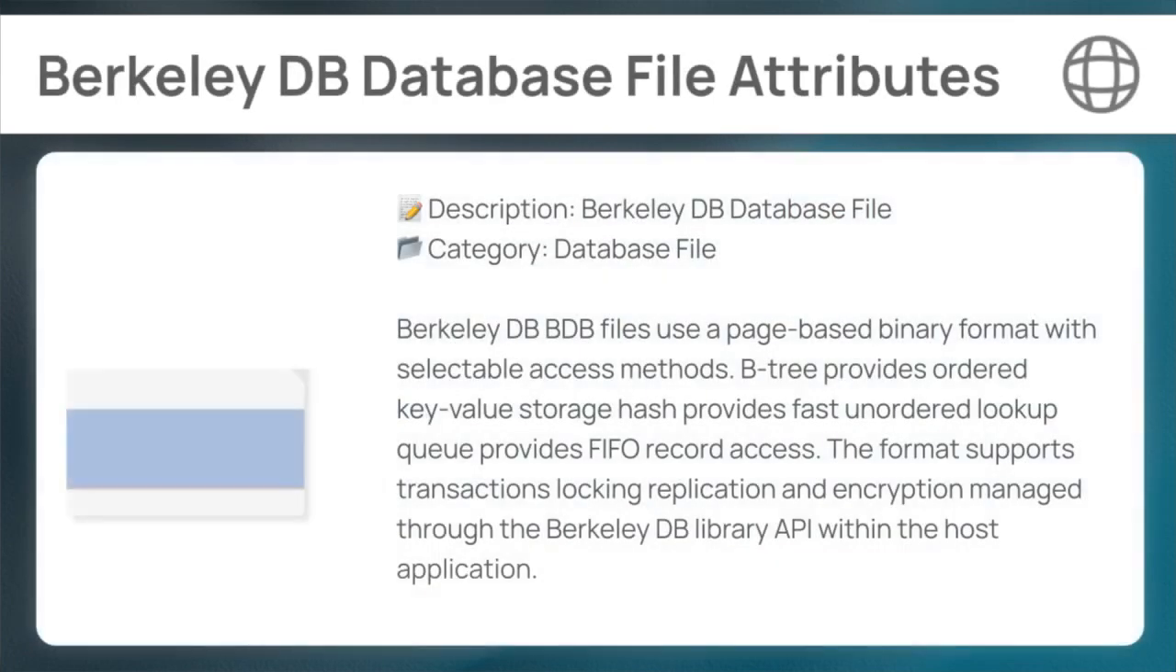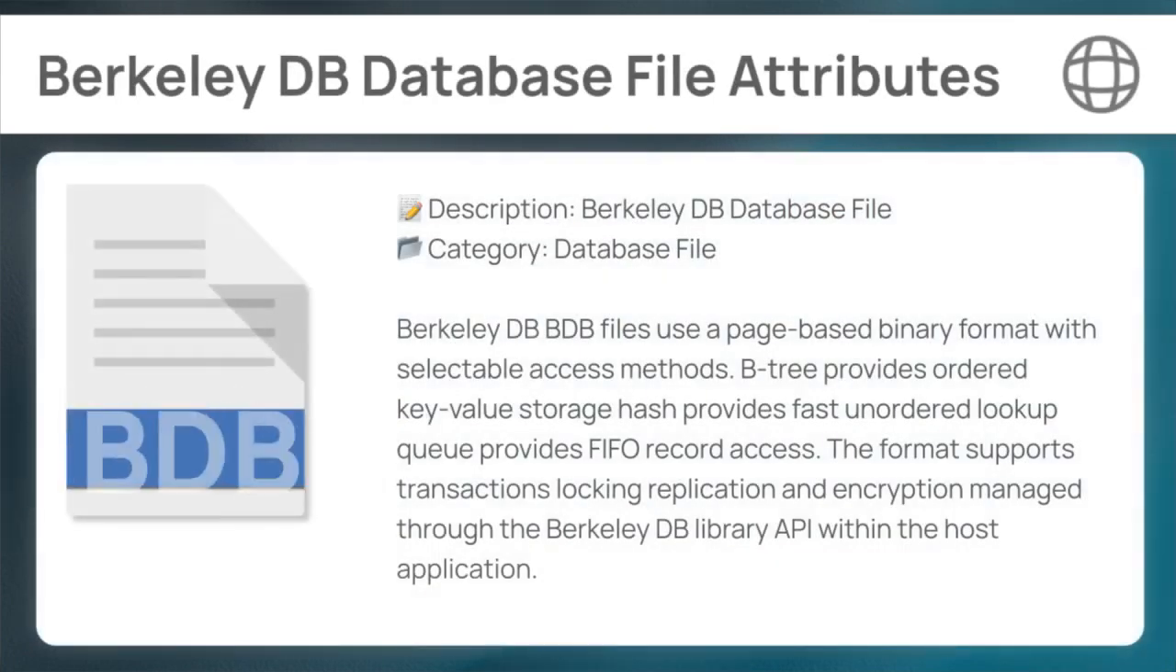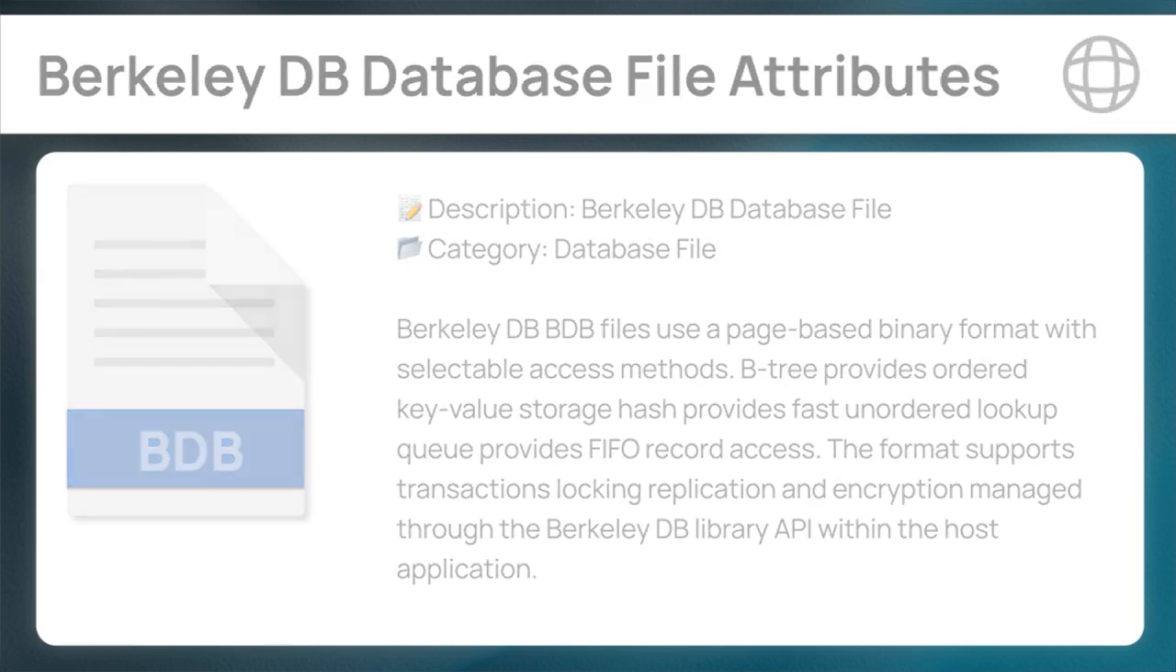Berkeley DB BDB files use a page-based binary format with selectable access methods. B-tree provides ordered key-value storage, hash provides fast unordered lookup, Q provides FIFO record access. The format supports transactions, locking, replication, and encryption managed through the Berkeley DB library API within the host application.